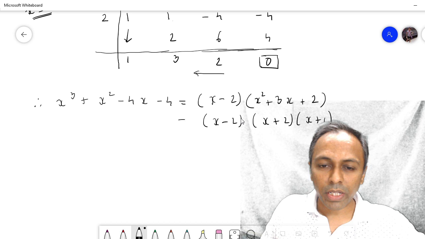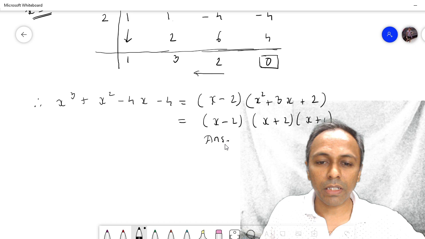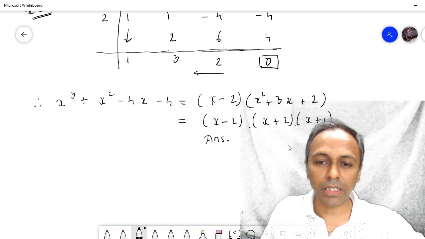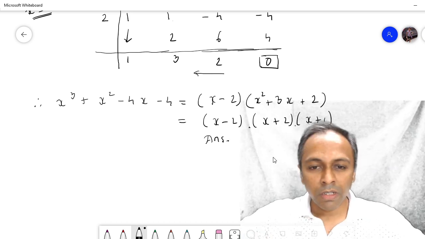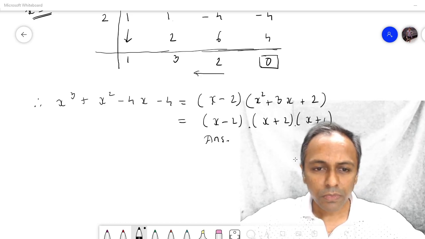Do not equate this to 0 and get x values, as they have only asked you to factorize it. Factorize means you should get the answer in product form, right? Let's take one more.